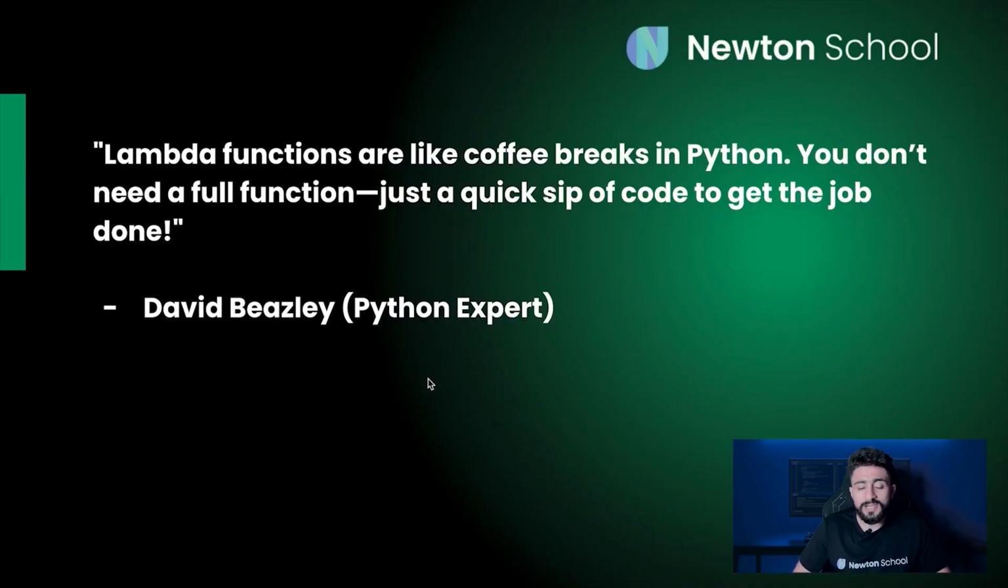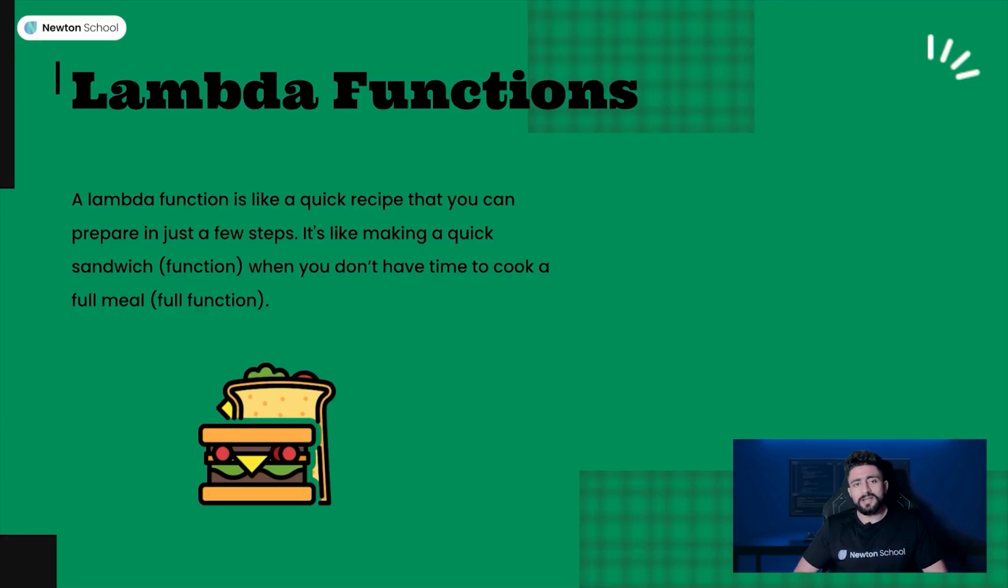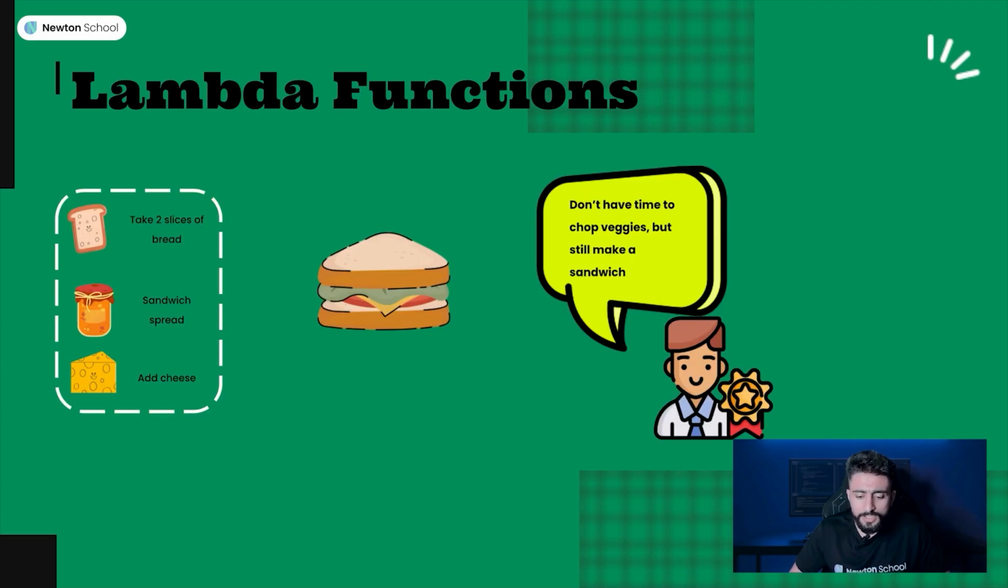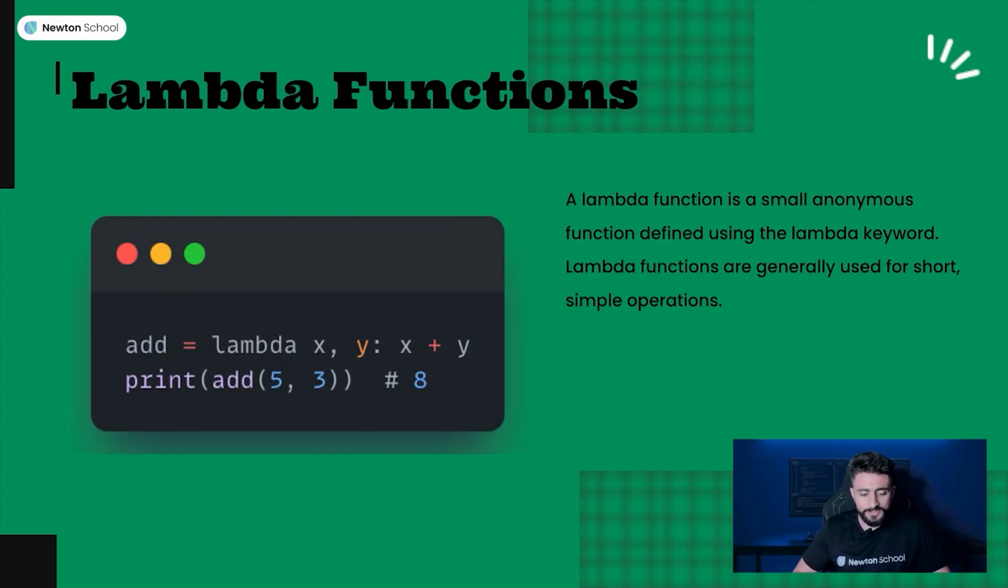Let's see. Lambda functions are like coffee breaks in Python. You don't need a full function. It's just like a sip of coffee, a sip of code. A lambda function acts like a quick recipe that you can prepare in just a few steps. Let's say you don't have time to chop vegetables, but you still want to make a sandwich. You can take just 2 slices, spread some sandwich spread, and do it. So lambda functions are very small, for the small work you want to do. Let's see how it works.